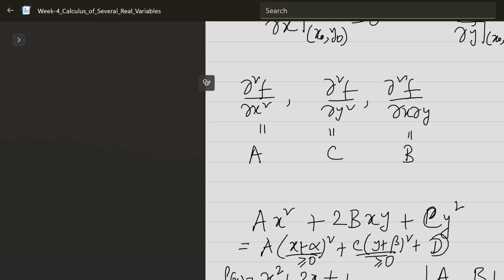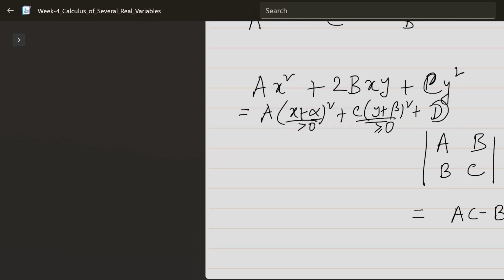So I will remove this thing first because this is just a single variable example, and I will tell about these properties of AC minus B square. First, suppose AC minus B square is 0. Then what happened? Can anyone tell?